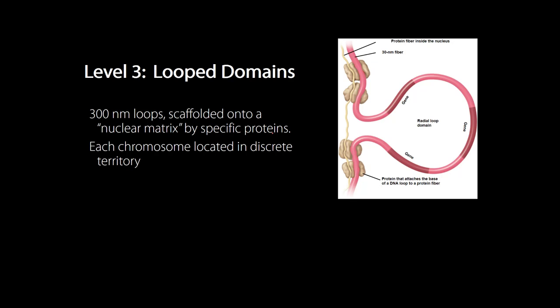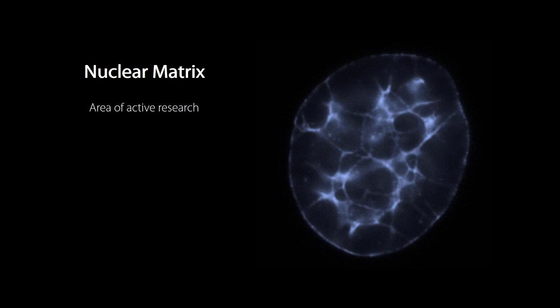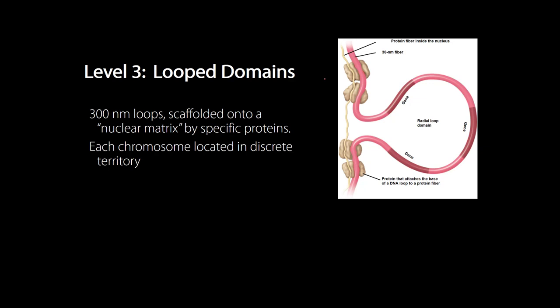Now the next level beyond that is where things start to get a little funky. So your book calls it looped domains, I believe. And what these looped domains are, rather, they're scaffolded onto something called the nuclear matrix. This is something you're not going to read about in any undergrad topic that I can think of. This was something that I dealt with a lot when I was in grad school.